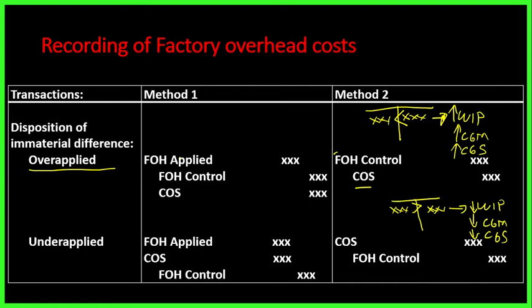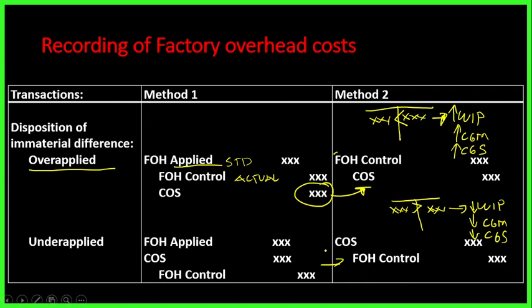Now, in this case, you're going to close the entire applied and the entire balance for your actual. The difference will go to your cost of sales. Same here, if it's under applied, it's just the opposite. So this one is your applied and this one is now your actual. Standard and then actual. The difference will go to your cost of sales. This one should be the same with this one.